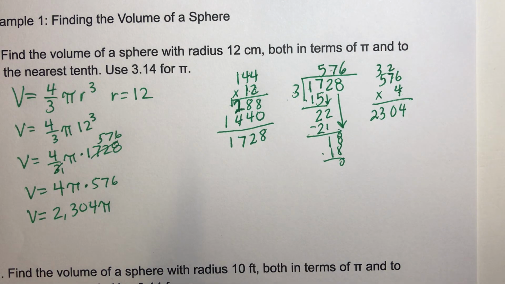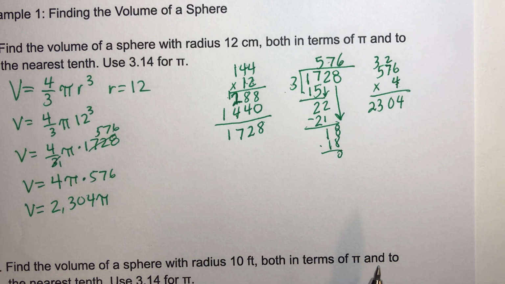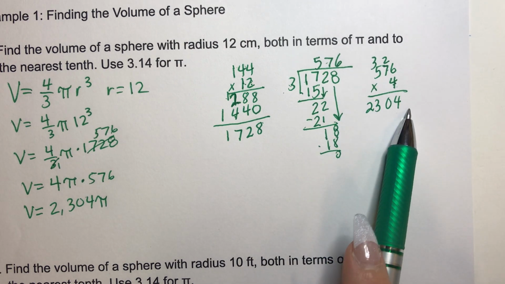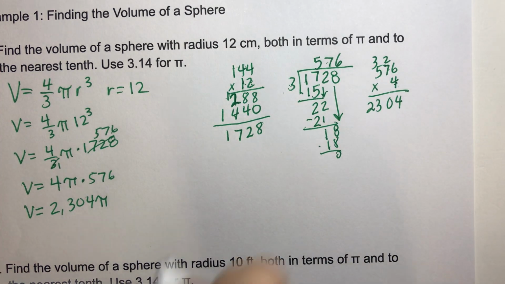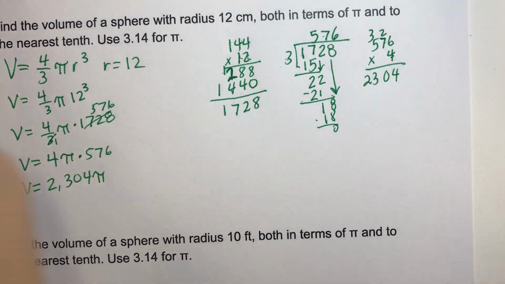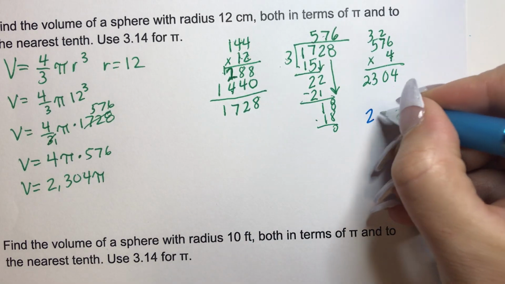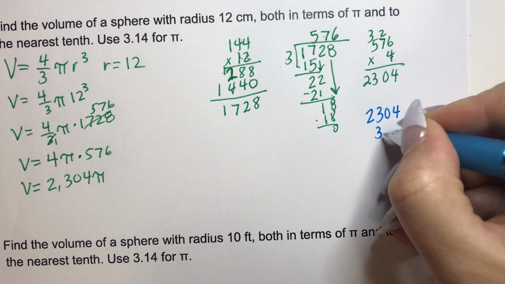But we need to round it to the nearest tenth, so that means I'm going to have to take this number here and multiply it by 3.14. Okay, I think I'm going to get a different color. So 2,304 times 3.14.